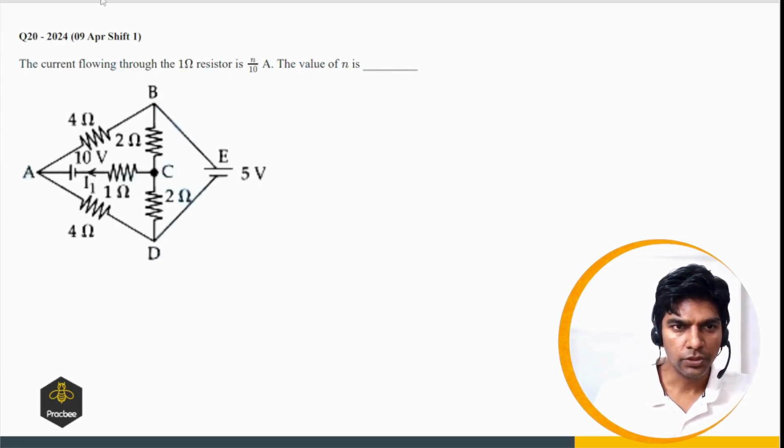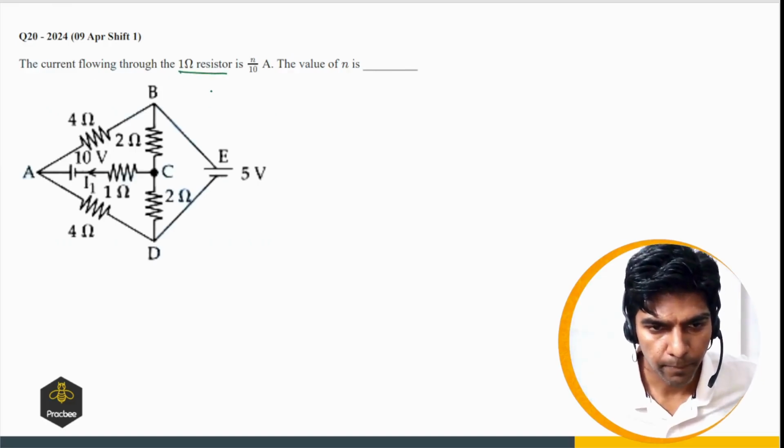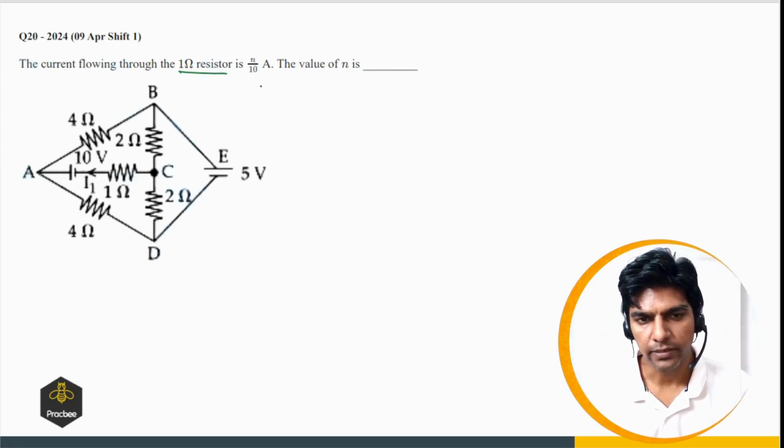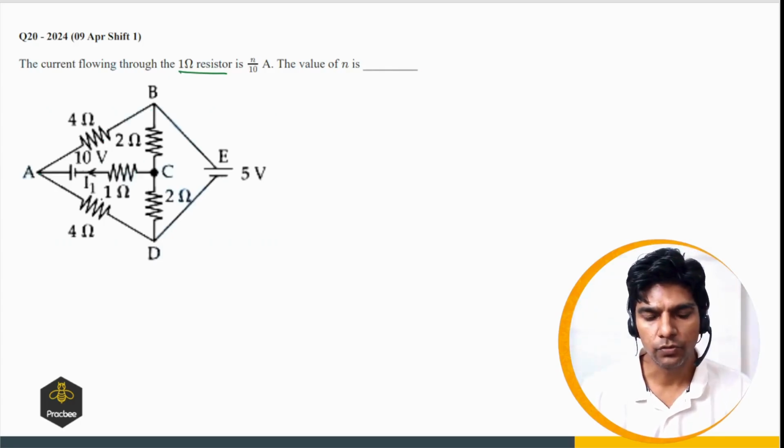Now let us see this question. The current flowing through 1 ohm resistor, which is connecting between A and C, is n by 10. The value of n is, right. So it looks like a Wheatstone bridge, but instead of a galvanometer we have a battery, a real battery, right? So we cannot simply remove this battery in this case, because this battery is going to maintain some potential difference between A and C.